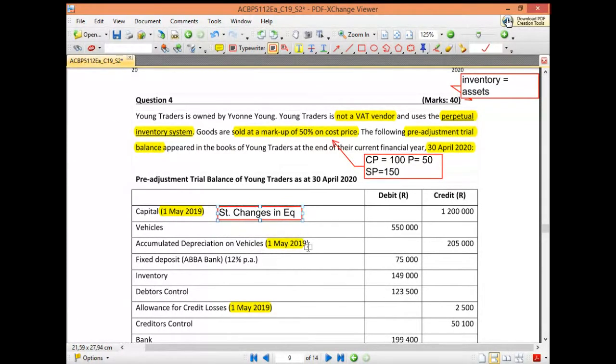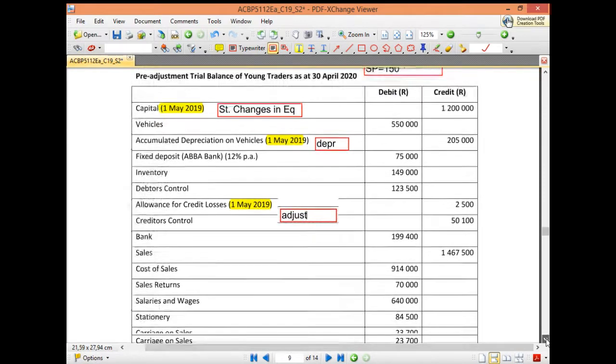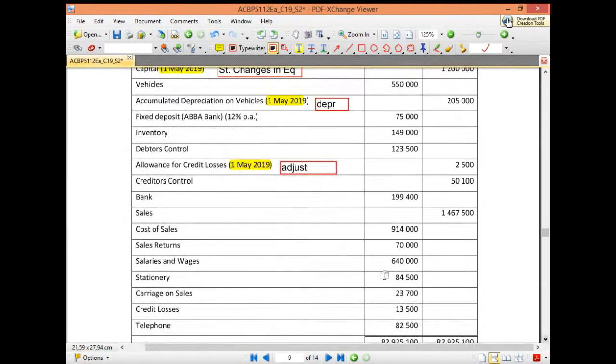Accumulated depreciation, because it's the 1st of May, we would still have to account for depreciation. Allowance for credit losses, we would have to do the adjustment for this potentially based on the information. And then let's look at the other information. So here is sales and cost of sales, and this is where your statement of profit and loss information would come from, from the sales scenario downwards.